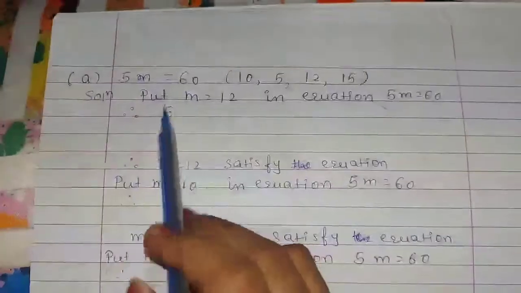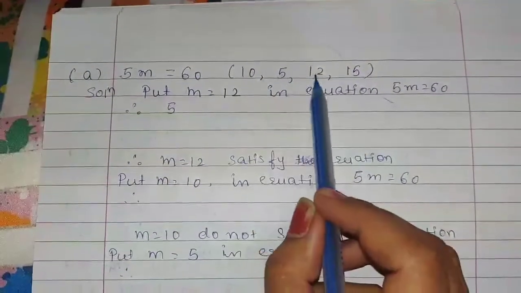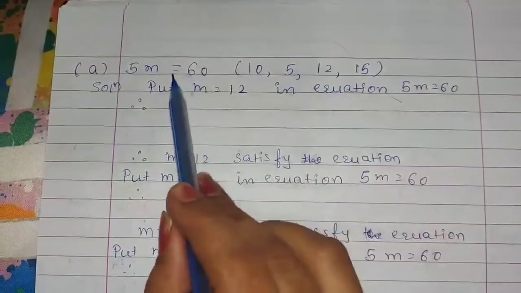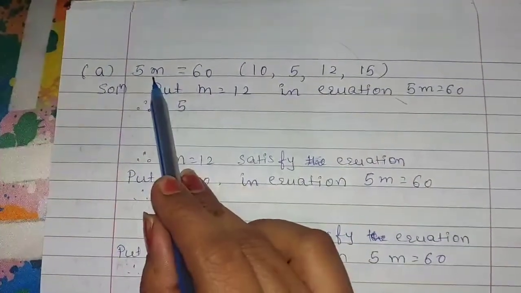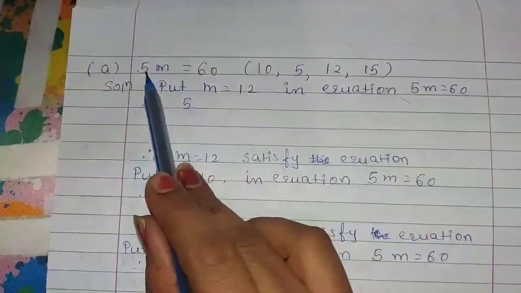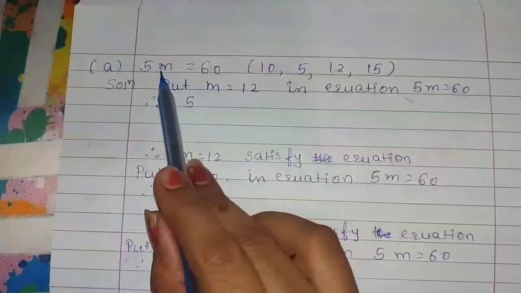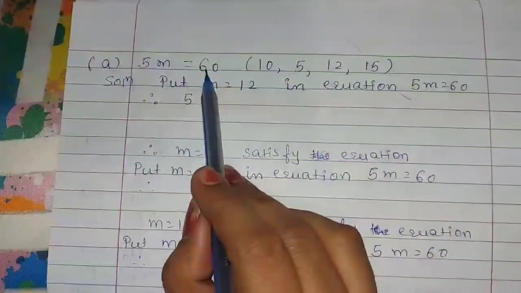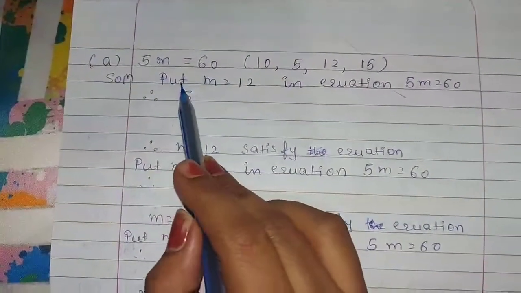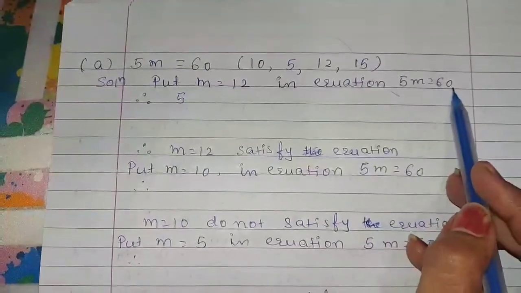So, A. 5m equals to 60. Numbers given are 10, 5, 12 and 15. So, first of all, which number satisfies the equation? That is, by m, which number do we multiply by 5 so that we get 60? So, if we multiply 12 by 5, we get 60. That is RHS, and this is LHS. So, put m equals to 12 in equation 5m equals to 60.